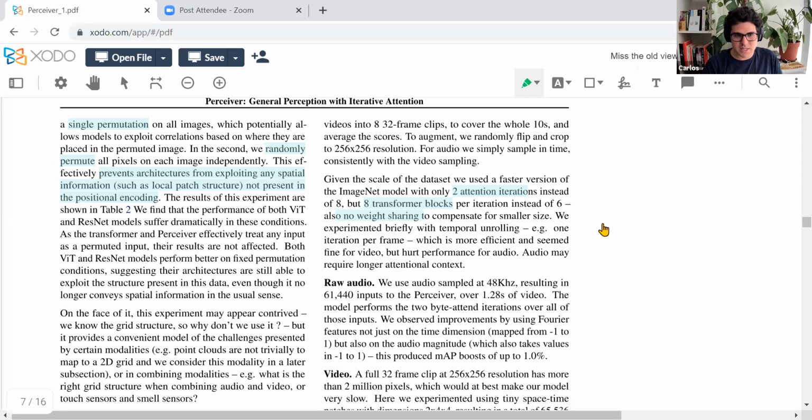whereas the Perceiver can. So it's interesting to think about how these models are learning the structure of the data, right? If there's a fixed structure in the data, both the ResNets and the Vision Transformers will be able to pick up that structure and be able to produce a good result. Yeah, nice.